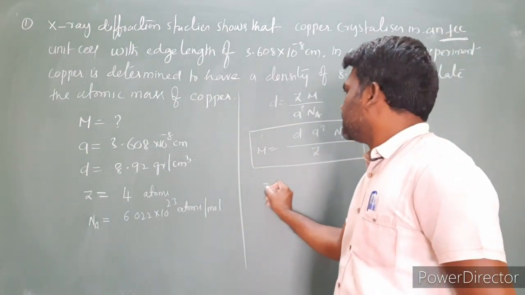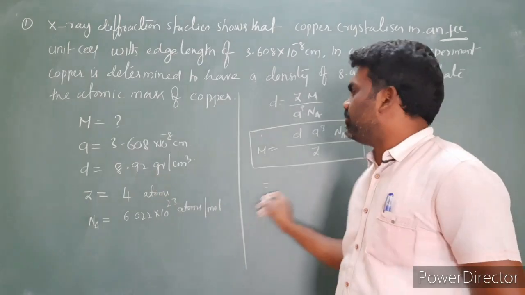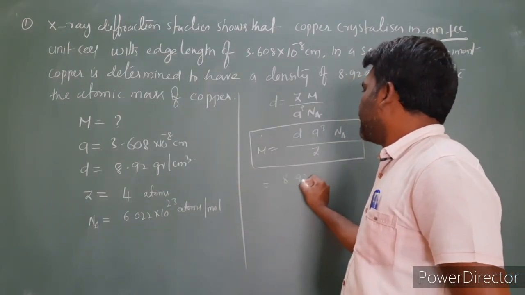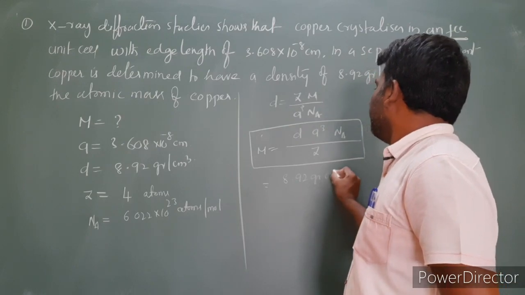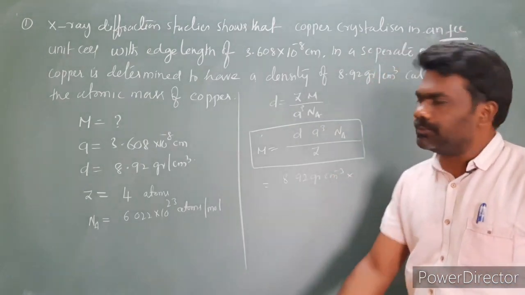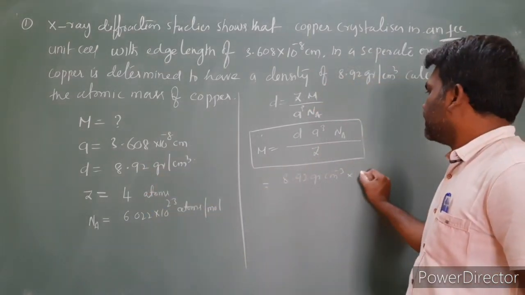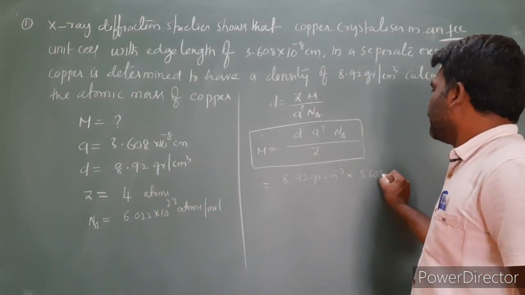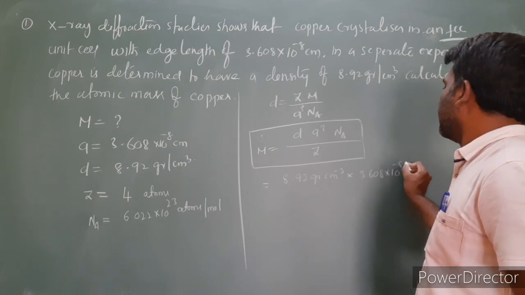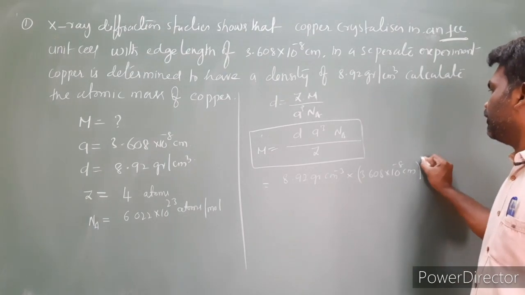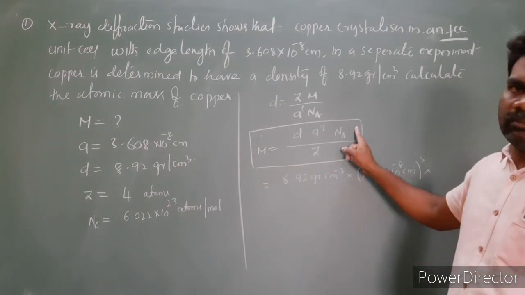Substitute the values that are given. D is equal to 8.92 gram per centimeter cube, 8.92 gram centimeter inverse 3, into a cube. The edge length is given as 3.608 into 10 to the power of minus 8 centimeters. So a cube, the whole cube, into the Avogadro number, which we know very well.